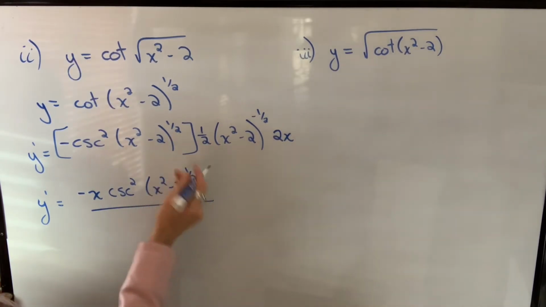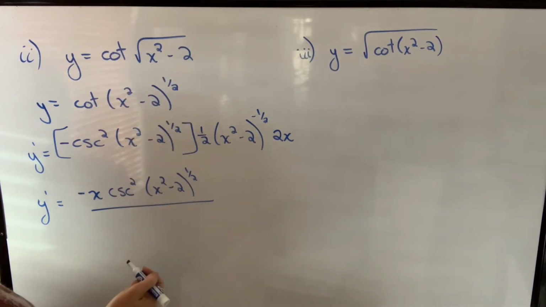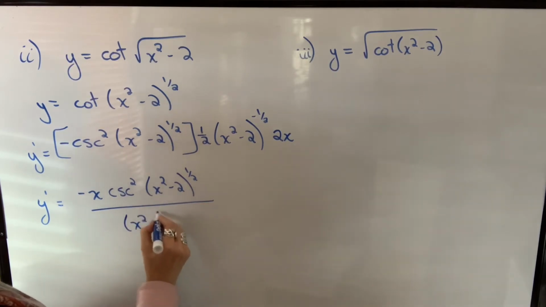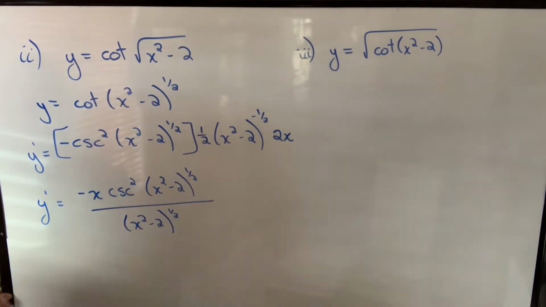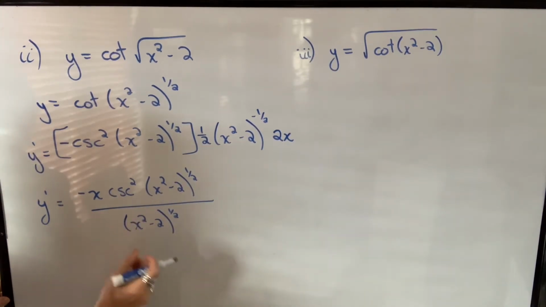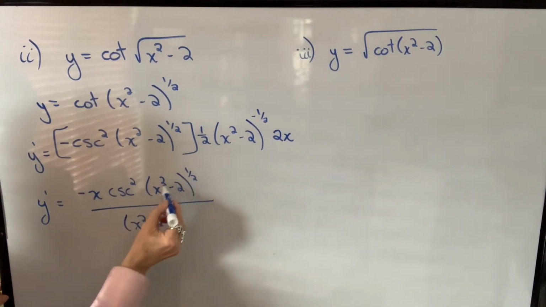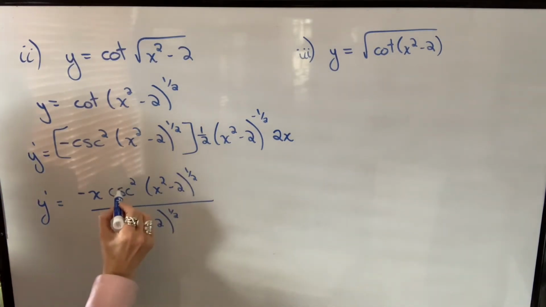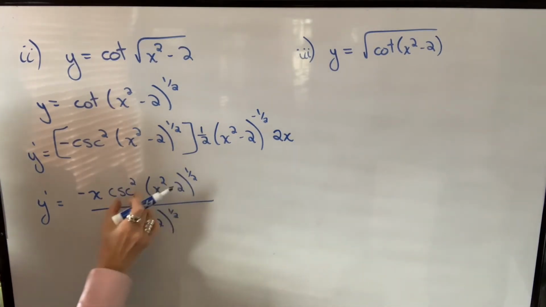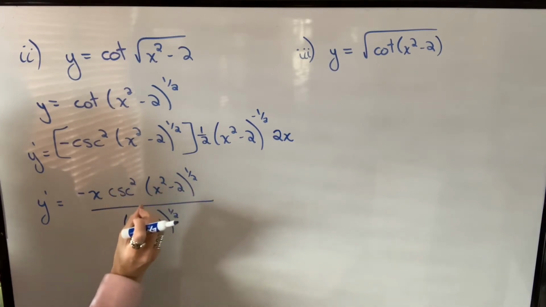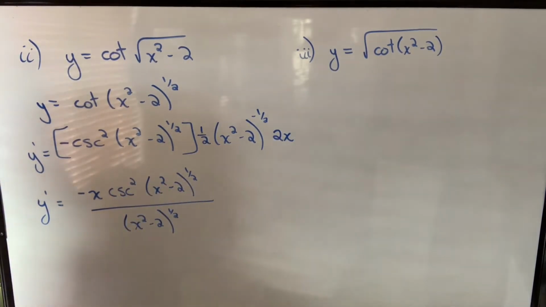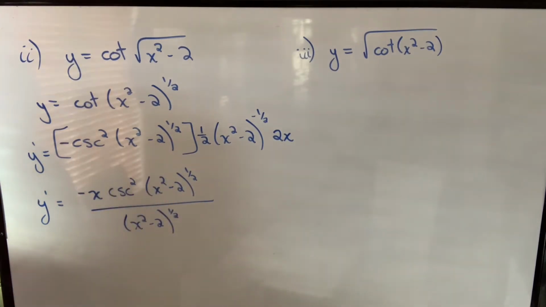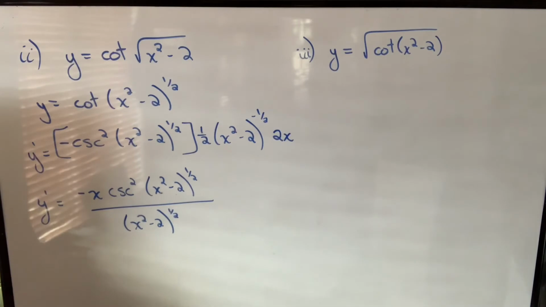Or you could replace it with square root, since that's what the original question looked like. And then in the denominator, I'm going to have x squared minus 2 to the power of 1/2. Again, we could write that as square root. Just be careful that you do not cancel. This is not a factor. It's the cosecant of this. It's not cosecant times that. So just be very careful. You can only cancel common factors, which means that they're multiplied. So that would be our final result.